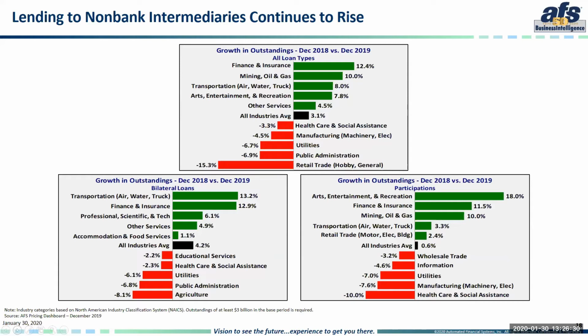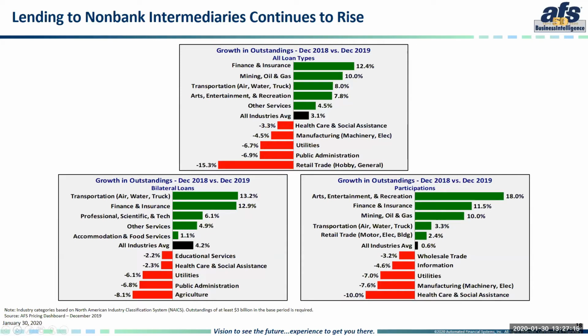Moving to the bottom two charts, we can see that two sectors, transportation, air, water, truck, and finance and insurance, rank among the top 5 fastest growing industries for both bilateral loans and participations. Both sectors are significantly higher than the all industry average for 2019. The chart on the left shows bilateral loan growth, and transportation, air, water, truck is the top industry, especially in cities like Dallas, Orlando, and Atlanta. Finance and insurance is ranked second, and similar to what I mentioned for all loan types, in 2019, balances were up sharply in New York, Los Angeles, Dallas, Boston, and Chicago.